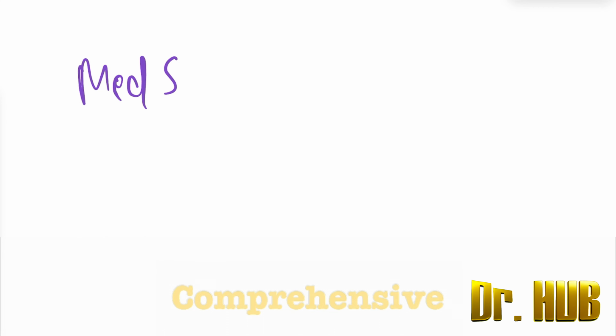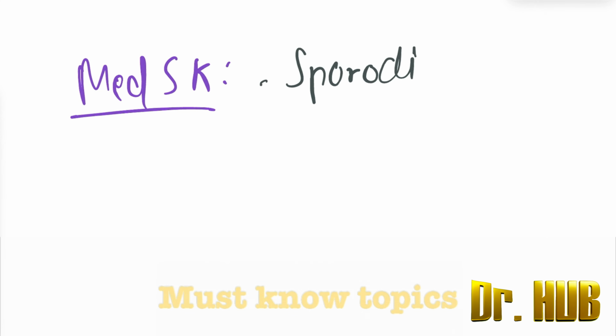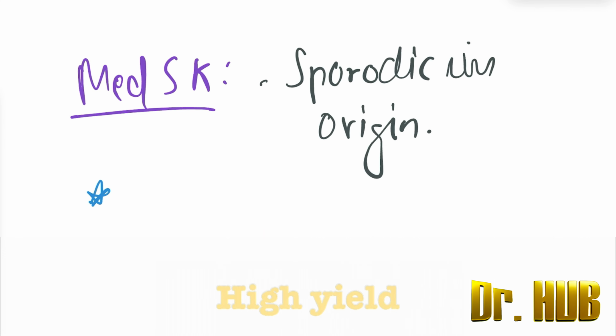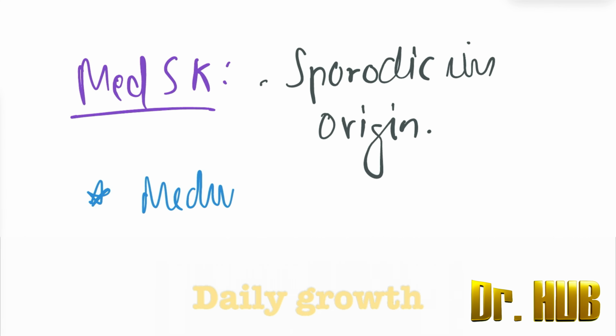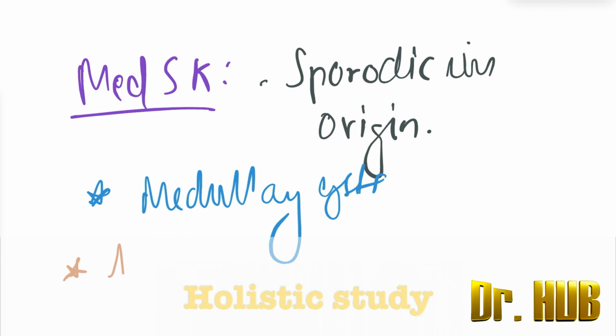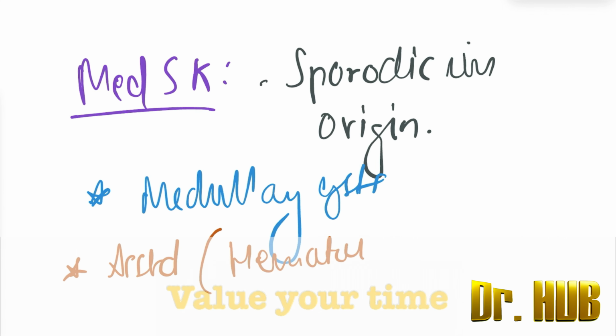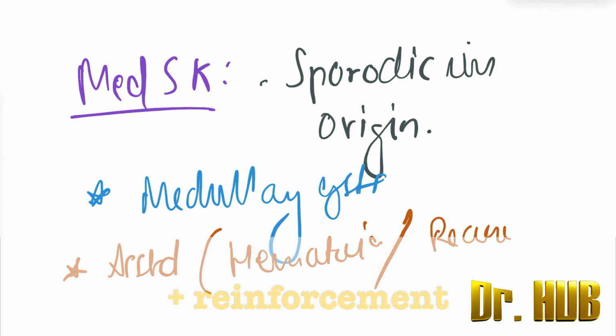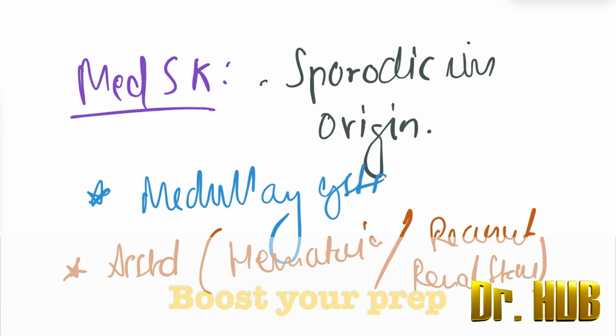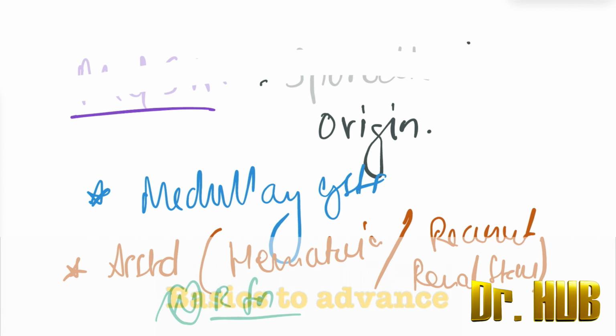In the medullary sponge kidney, it is sporadic in origin and it is characterized by medullary cyst. So there is medullary cyst which is present and it is associated with what? It is associated with hematuria and there is recurrent renal stones, and also they have a normal renal function. It is important to note.